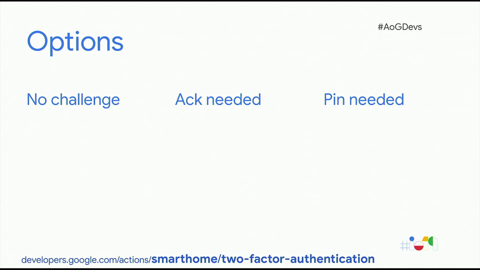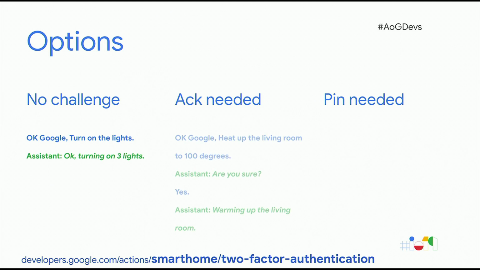So let's look at a couple of different examples of how this works. The first is no challenge, which is basically the same as a normal interaction where you say, OK Google, turn on the lights. And Assistant says, OK, turning on 3 lights. The second is an ack needed, and this is where you might need some sort of acknowledgement. You just want to make sure that this is really what the user wants to do. In this case, the user is asking you to heat up the living room to 100 degrees, which your service might get that request and say, that's pretty warm. That's really outside our range of what we'd recommend a room to be, but we can do that. And so you might want an acknowledgement here and just ask the user, are you sure? And the user says yes, and then you can go ahead and do that.